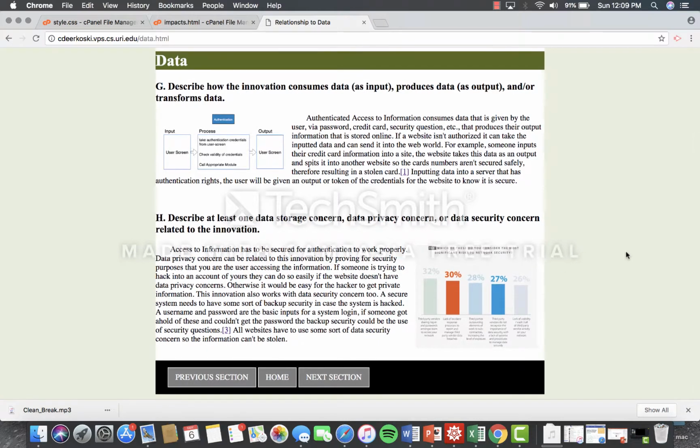So for H, describe at least one data storage concern, data privacy concern, or data security concern related to the innovation. So a data privacy concern is used to keep things private by having backup passwords and having extra security. The picture here shows how network security can access your network online.